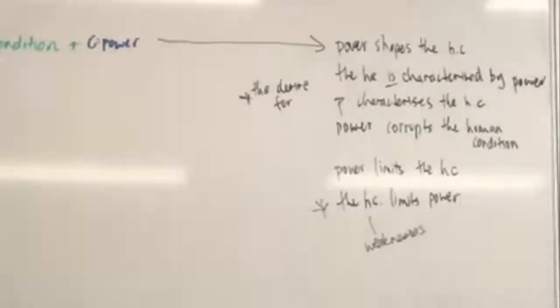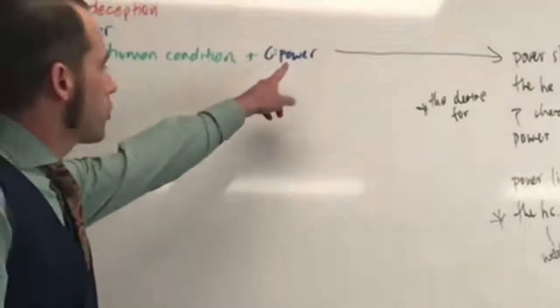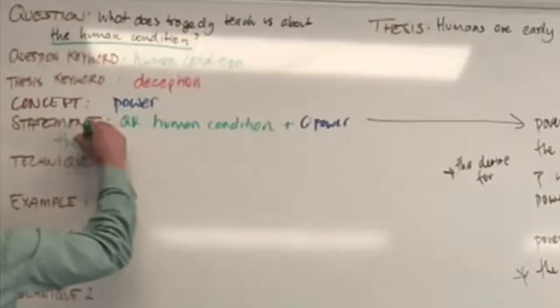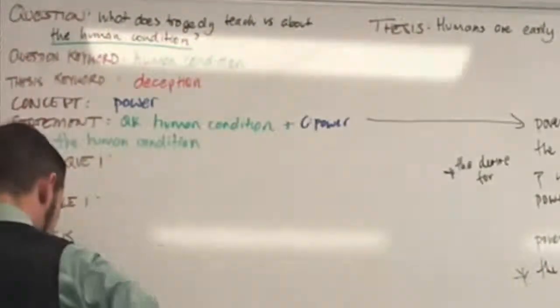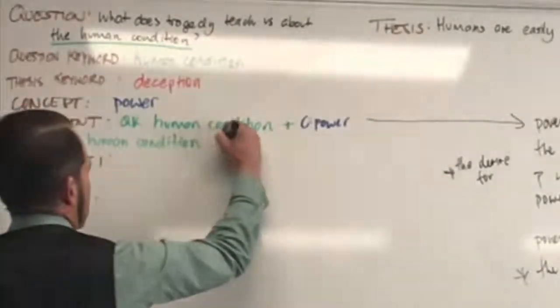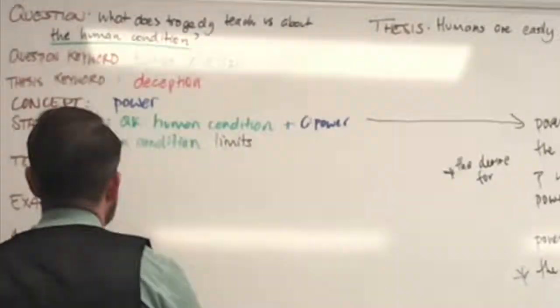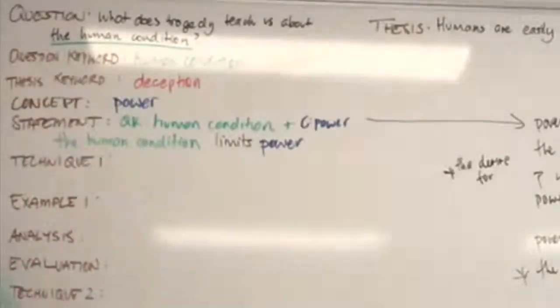So I've got my question keyword plus my concept, and I've done it in that order, so I can easily go: the human condition limits power. Alright, so I've now got my concept statement.